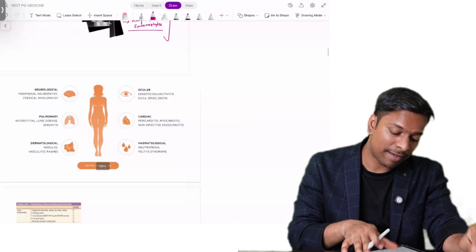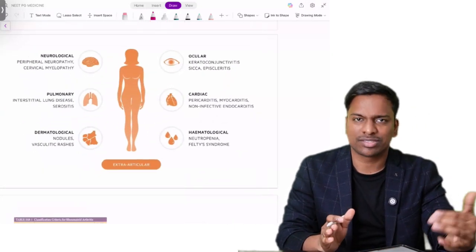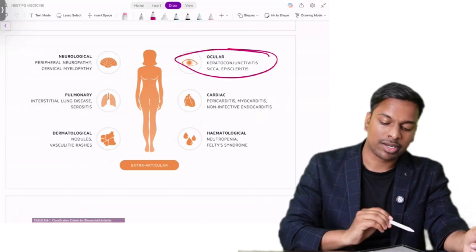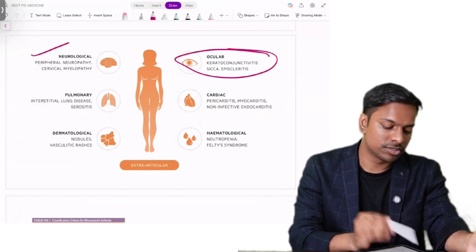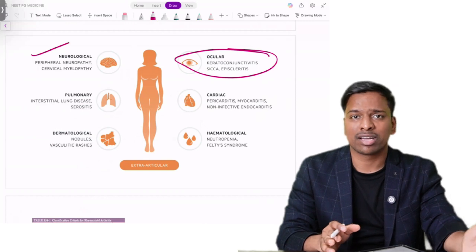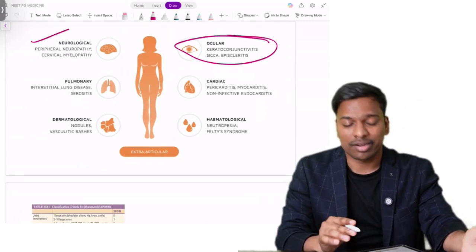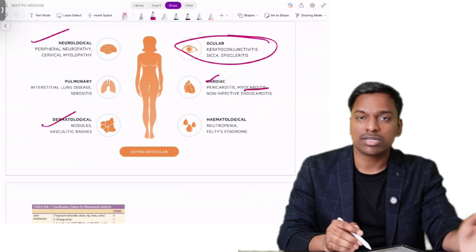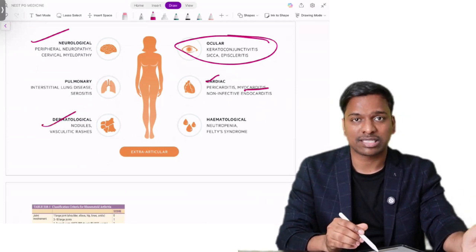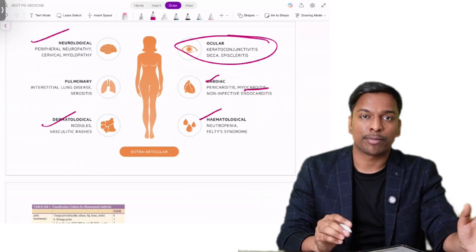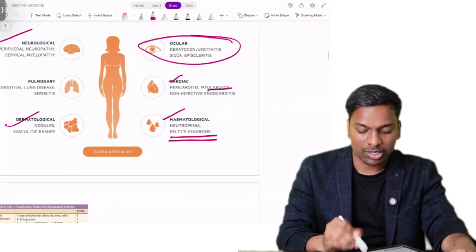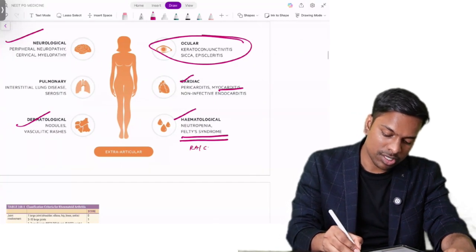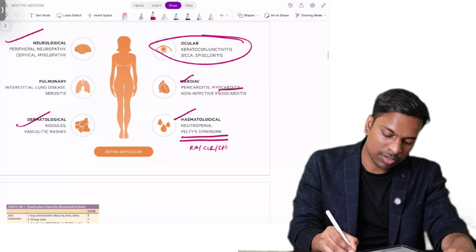Moving onward, we have the systemic findings of rheumatoid arthritis. We have already talked about that. In the eyes, you can get keratoconjunctivitis, scleritis. If it's nerve involvement, you can get neuropathy. Cervical myelopathy can also occur. In the lungs, you can get interstitial lung disease. In the heart, you can get pericarditis, myocarditis, even endocarditis. Dermatological: rheumatoid nodules can be there. Sometimes vasculitic rashes can also be there. Hematological: neutropenia can be there. Felty's syndrome is one condition where there's a triad of RA plus neutropenia plus splenomegaly. Okay, splenomegaly.